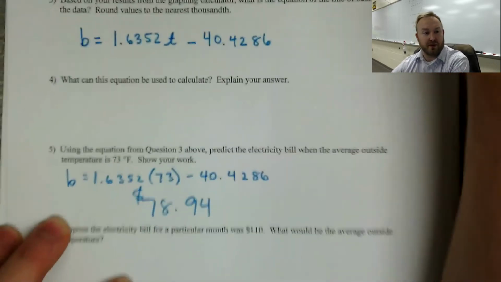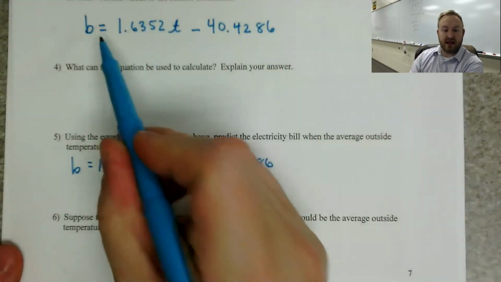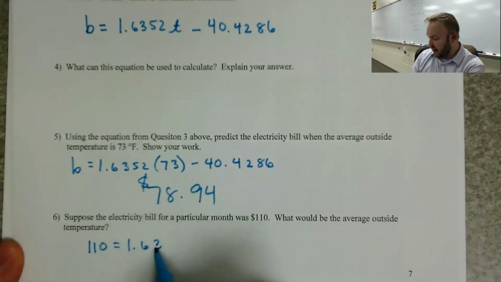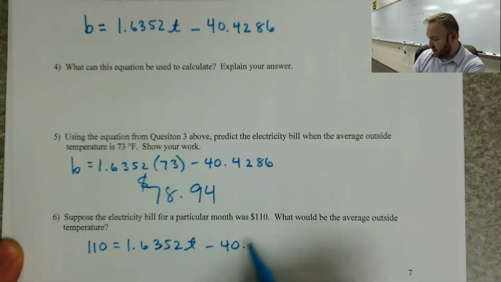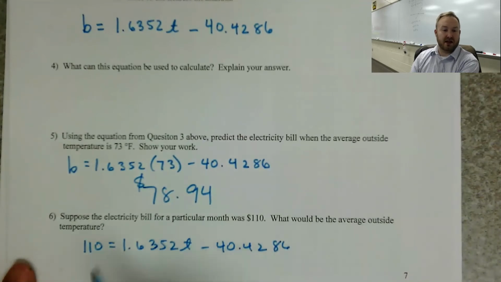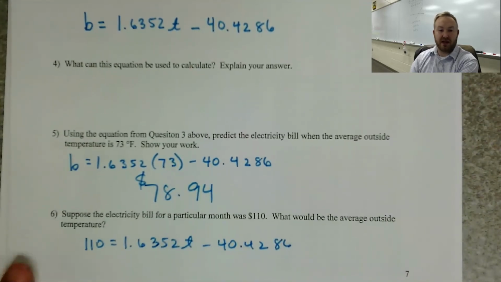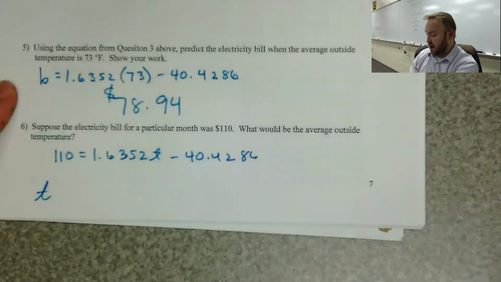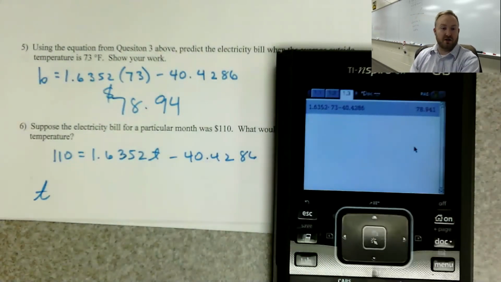Number 6 says, suppose the electricity bill was $110. What would the temperature be? So now I'm going to put 110. I'm going to substitute that for B. And again, I must see this step where you put the 110 in place of B. The rest of it, you can just do right on your calculator. So I can go to my calculator and just kind of solve this equation.